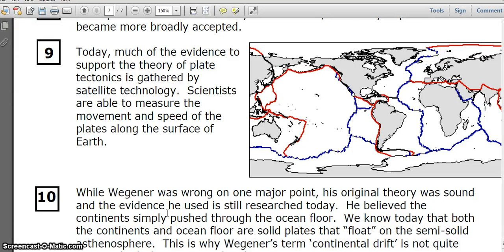Today, much of the evidence to support the theory of plate tectonics is gathered by satellite technology. Scientists are able to measure the movement and the speed of the plates along the surface of the Earth.